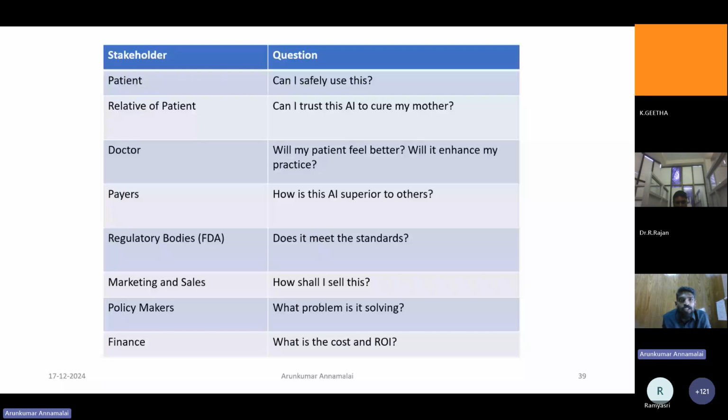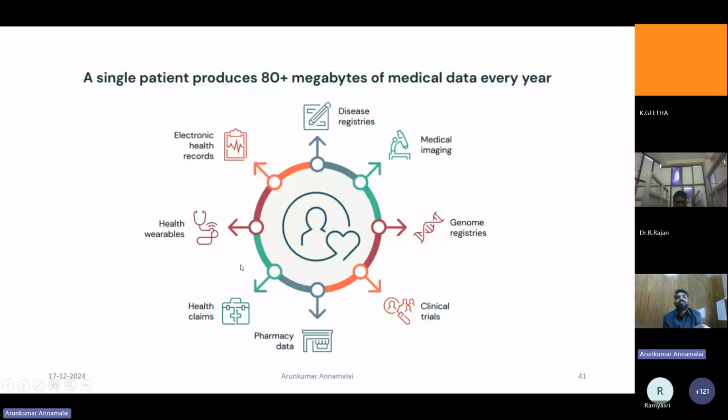The resources, so we have data as the primary resource here. So we have data from disease registries, medical imaging, genome registries, clinical trials, pharmacy data, health claims, health wearables, electronic health records. So everything you have, when you move inside a hospital, you'll find we have the data coming in from all possible sources, right?